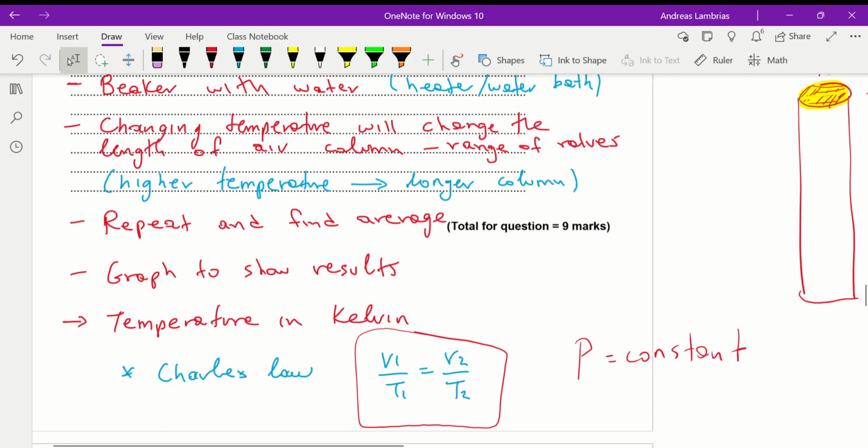And since this is about Charles' law, which is V1 over T1 equals V2 over T2, the temperature in this case has to be in Kelvin. And remember that in order for Charles' law to be valid, the pressure has to be constant.